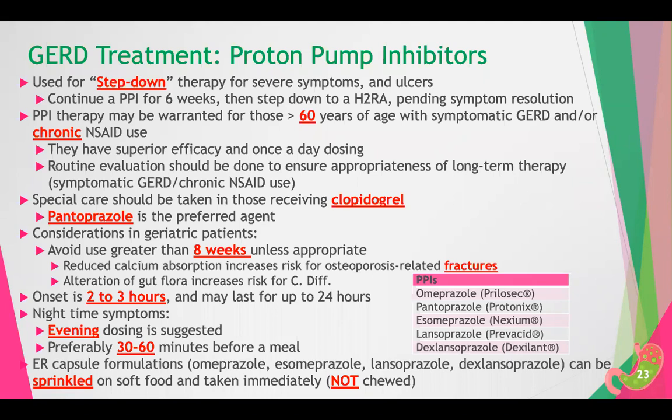That is pending symptom resolution. So if they're on a PPI for 6 weeks and then they step down and start taking an H2RA, but their symptoms come back or they don't improve, then they will more than likely have to be on a PPI.